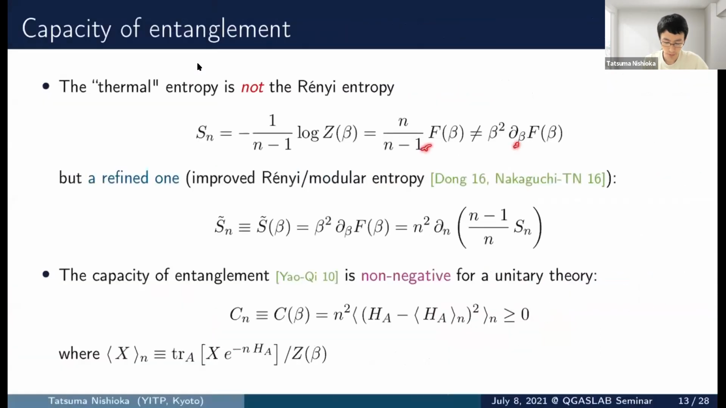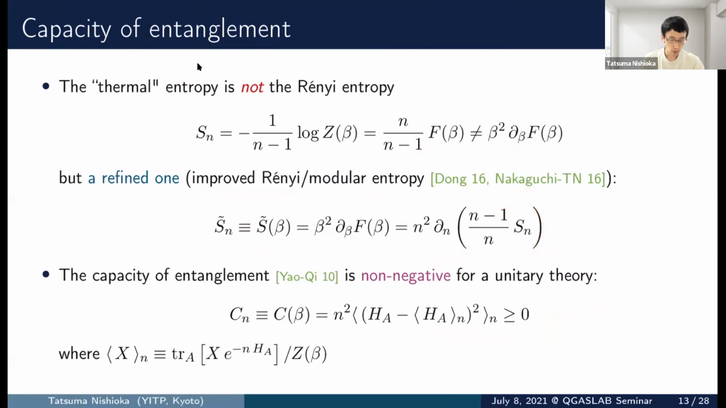These two are different. But instead, S tilde, which I define this way, can be called the refined entropy, or sometimes the improved Rényi or modular entropy, whatever you call it. But anyway, these two are in one-to-one correspondence to each other. So S_n tilde can be written in this way using the original Rényi entropy.